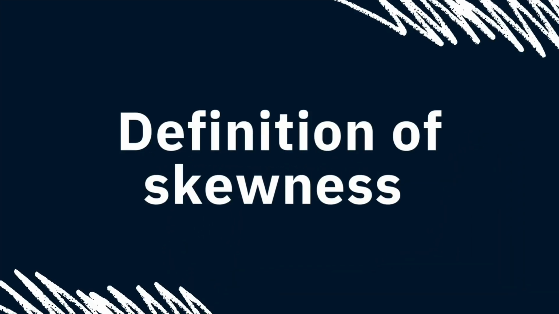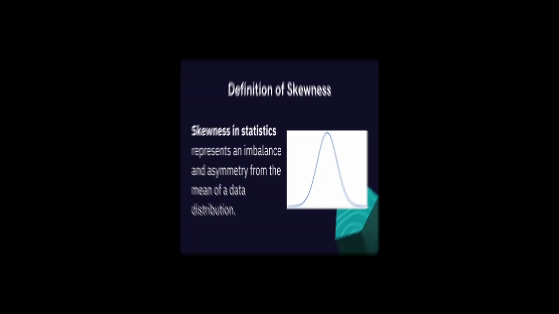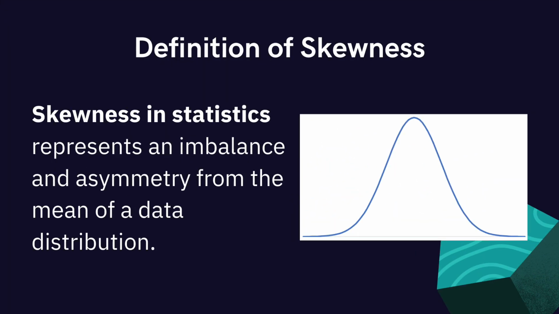Before we learn more about skewness, let me explain to you the definition of skewness. Skewness in statistics represents an imbalance in asymmetry from the mean of a data distribution. If you look at a normal data distribution using a bell curve, the curve will be perfectly symmetrical.